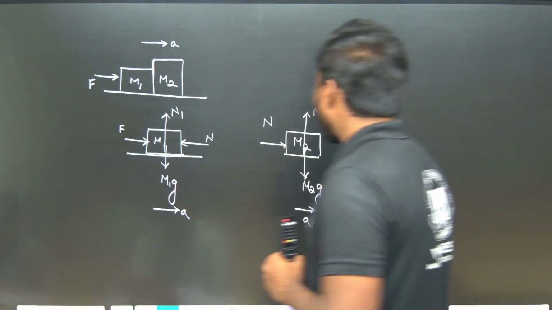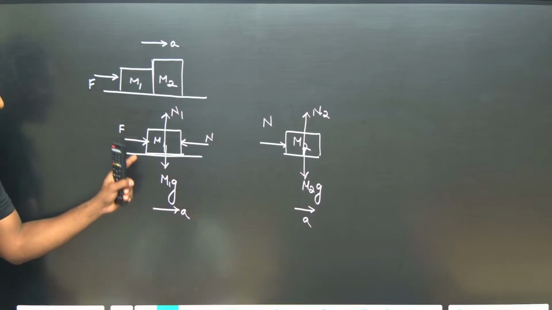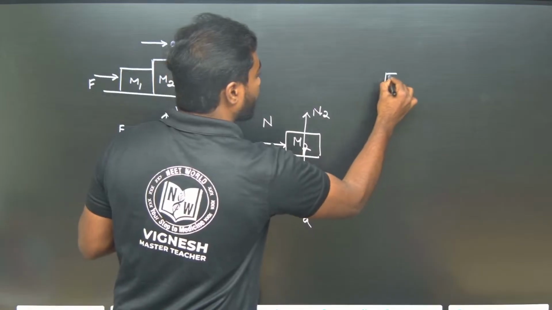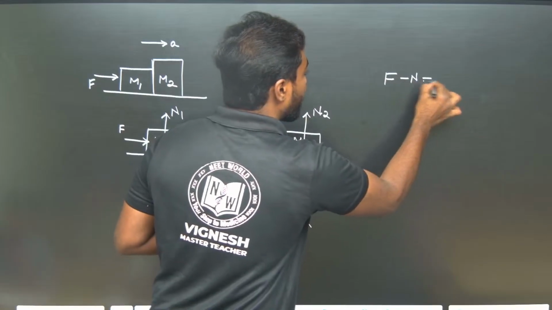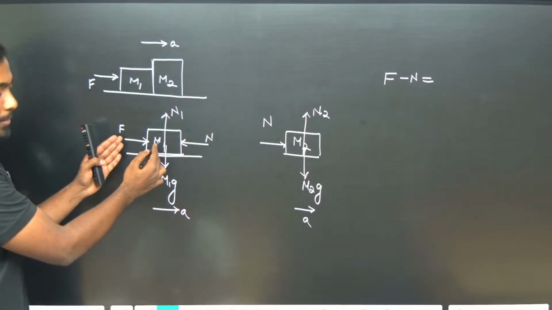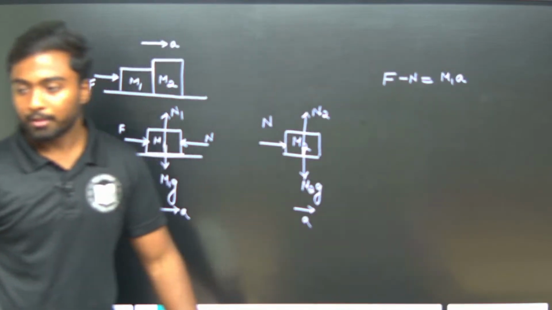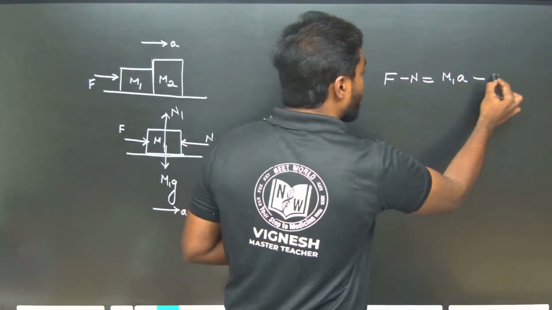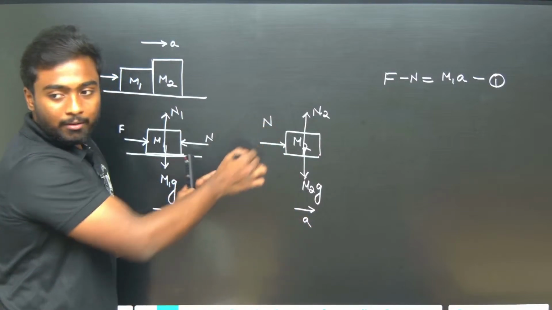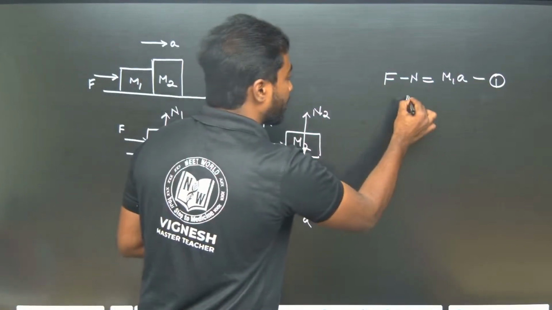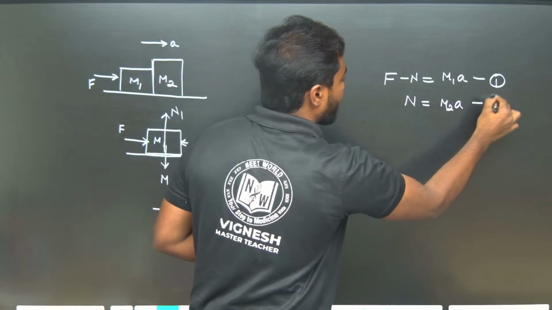Let me write it like this. What forces are available in this direction for m1? Only F, which should be positive. N is in the opposite direction, which is negative. This should equal the mass of the block times the acceleration, which is m1a. Got it? This is my equation number 1. Let me write the equation for m2 also. N is in the direction of acceleration, which means N should equal m2a. That's it, m2a. This is my equation 2.